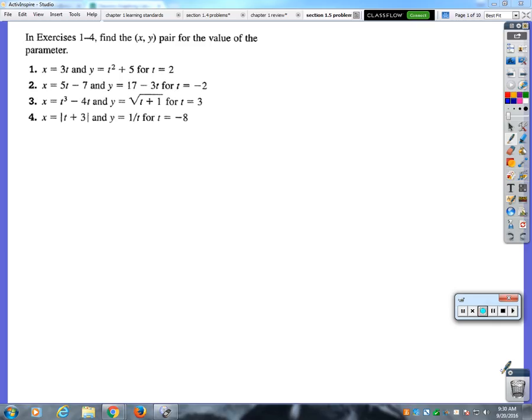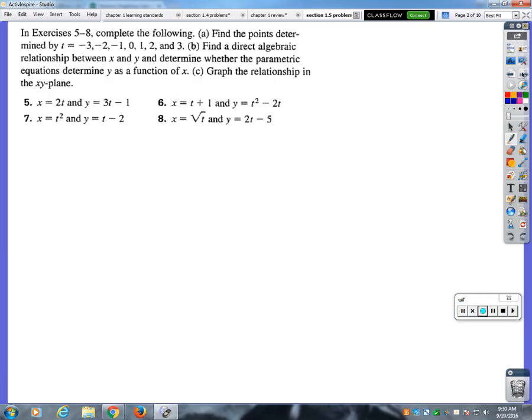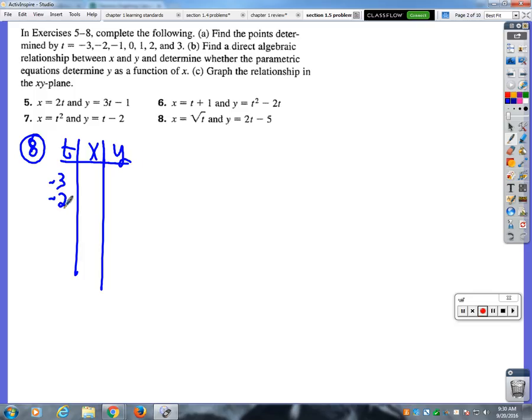Number 8. Okay, find the points determined by. So we make a fun little table here. But this time, since it's a parametric equation, I'm not just going to have an x and a y, I'm going to have a t also. And they told us to do -3, -2, -1, 0, 1, and 2.